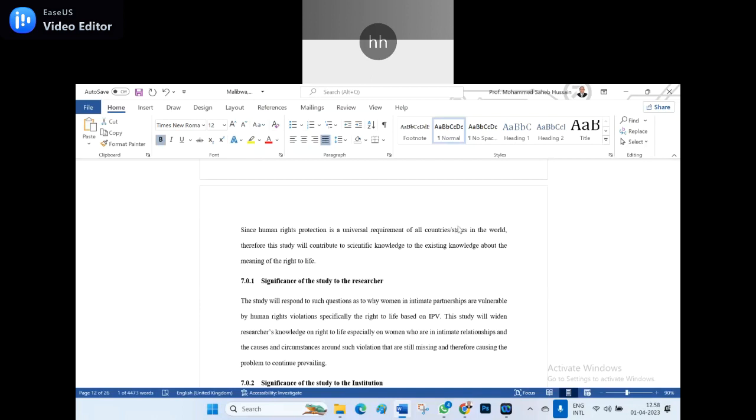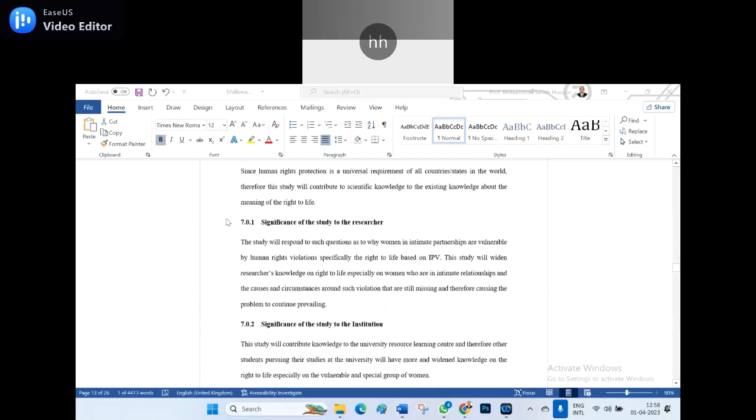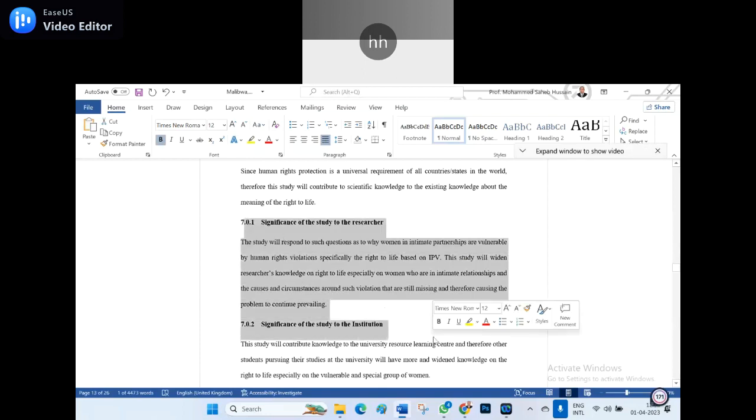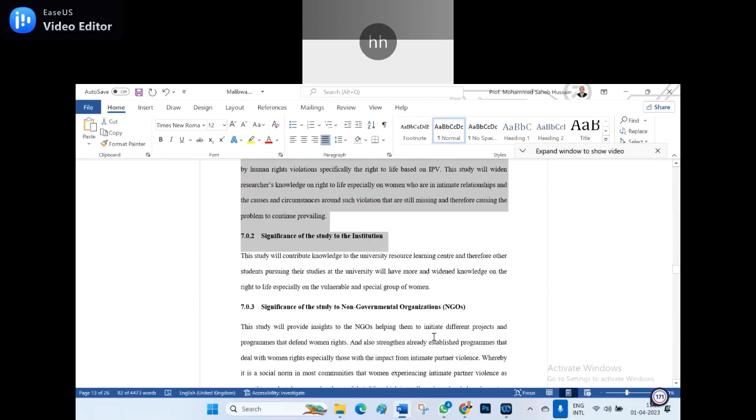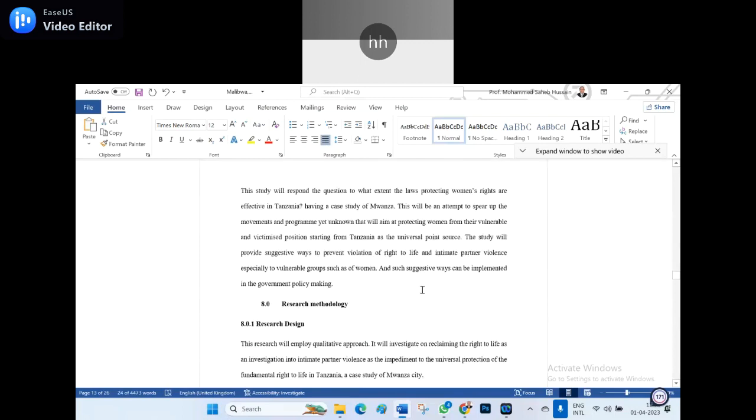Again, then comes, since human rights are protected in the universal, again the numbering should be changed. You remove all those things I told you already. Remove all those things: Significance for the Study, for the Institution, significance of study, remove all those things. 7.4 up to everything will be removed. Only Research Methodology would come. And in Methodology, M should be the capital letter, you write it. The numbering should be changed again.